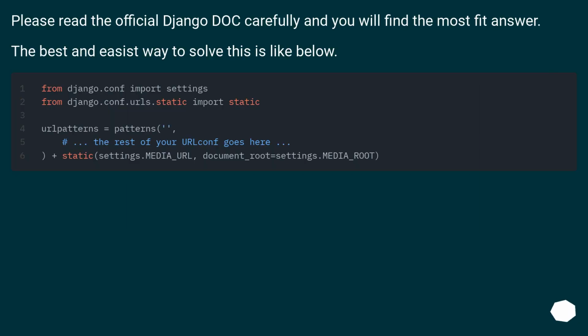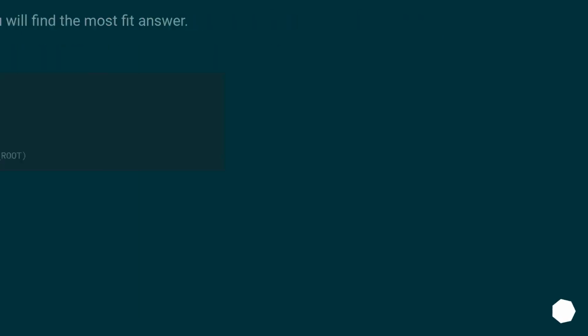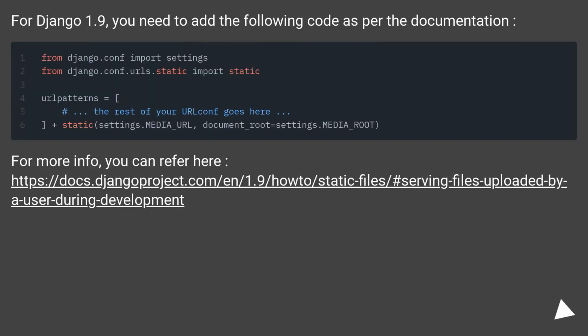Please read the official Django doc carefully and you will find the most fitting answer. The best and easiest way to solve this is like below. For Django 1.9, you need to add the following code as per the documentation. For more info, you can refer to this URL.